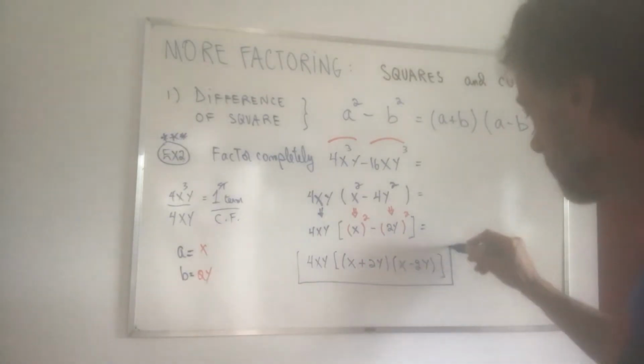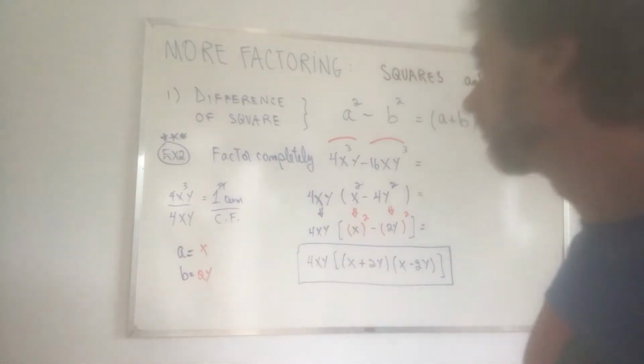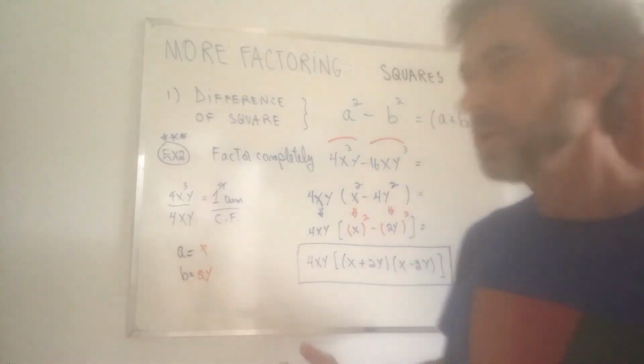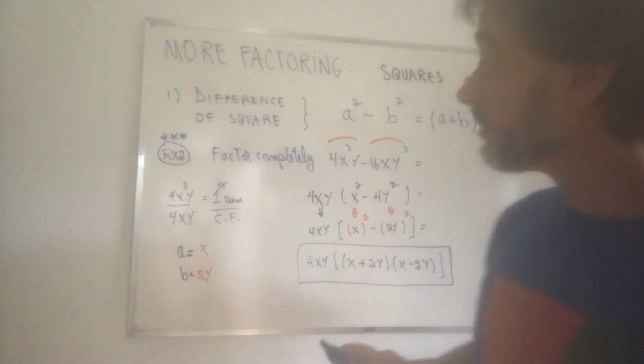I don't really know if that's worth 3 stars. Whatever, I'll let you be the judge of that. Maybe 2.5. So that's difference of squares. Okay, good. So that's the one that pretty much everybody sees in high school.